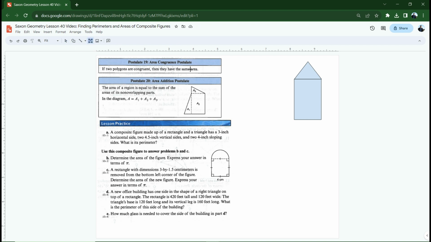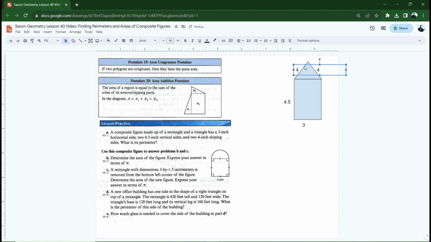So if I were to put labels on this stuff, I would have 4.5 here, 4.5 on the other side. I only have to label that once. The bottom is 3 down here. Okay. And the top is two 4-inch sloping sides. So I'm just going to put a 4 here, and we'll just, in the same box here, put a 4 over here. Perfect. All right.